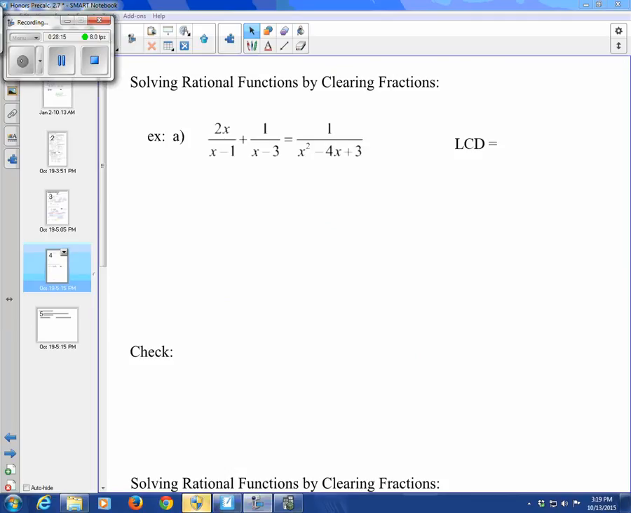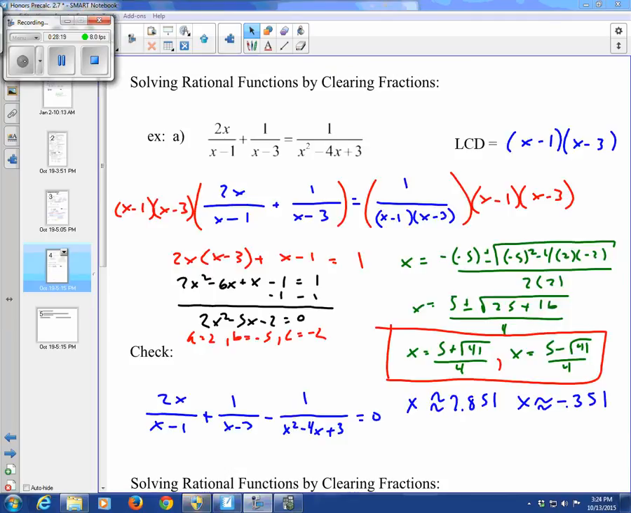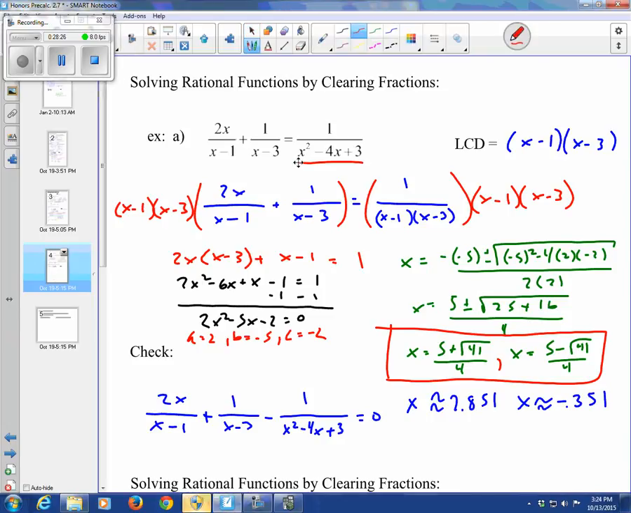Why don't you guys go ahead and give this one a shot, and we'll come back and look at the solution real quick. Okay, so right here we can see that by factoring our quadratic, we get x minus 1 times x minus 3 in the denominator. And since those are both the denominators of our two terms on the other side, we can say that our least common denominator is going to be x minus 1, x minus 3.